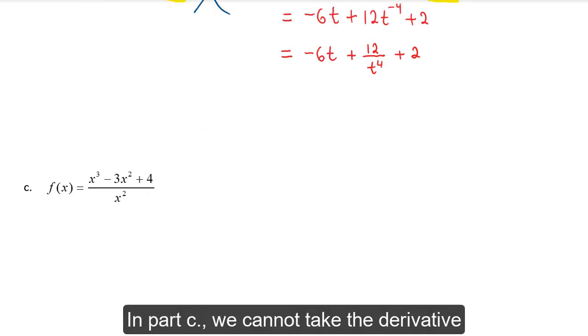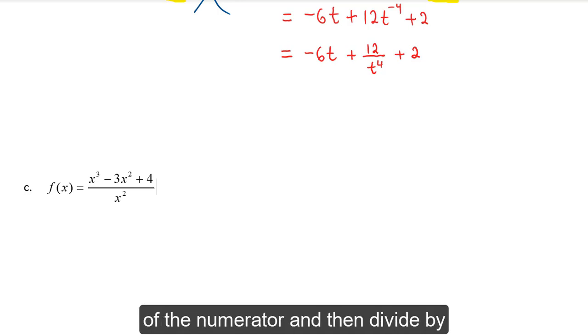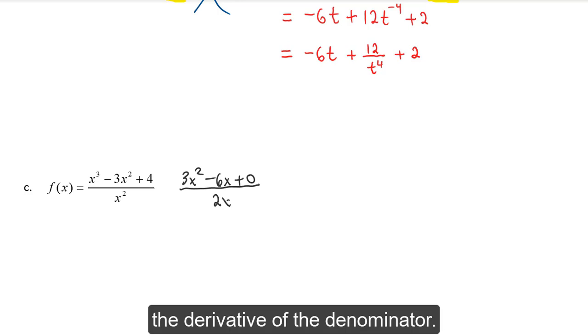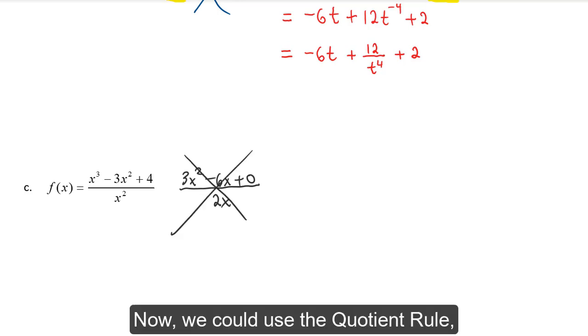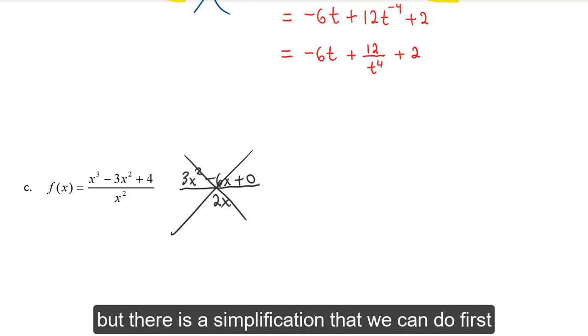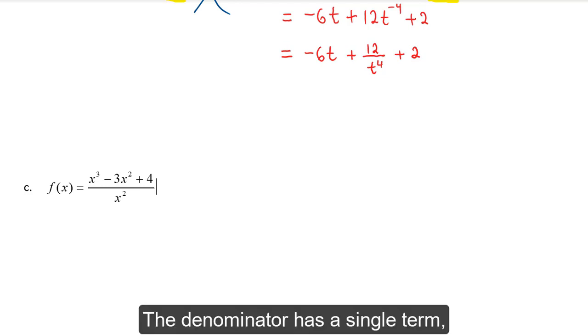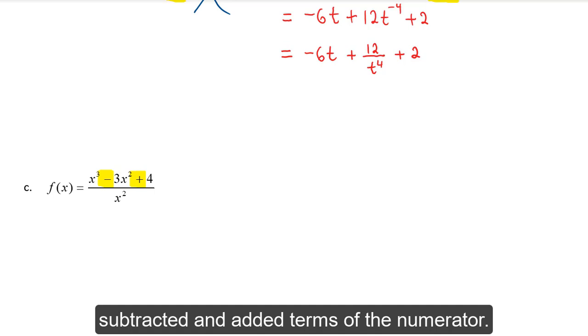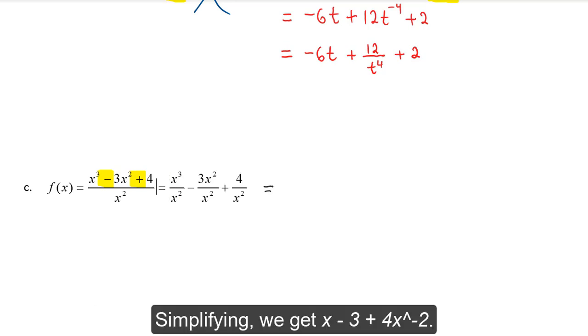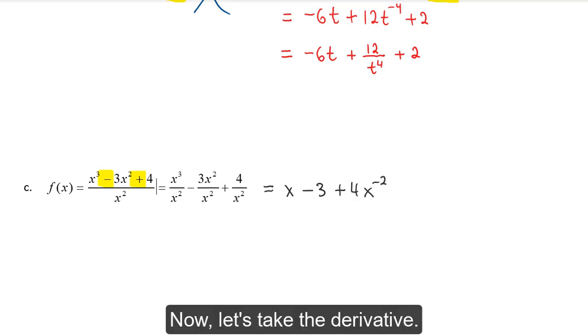In part C, we cannot take the derivative of the numerator and then divide by the derivative of the denominator. Totally wrong. Now we could use the quotient rule, but there is a simplification that we can do first that will avoid the quotient rule. The denominator has a single term which we will distribute across the subtracted and added terms of the numerator. Simplifying, we get x minus 3 plus 4 times x to the negative 2 power. Now let's take the derivative.